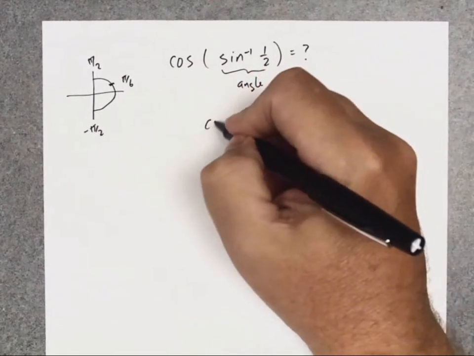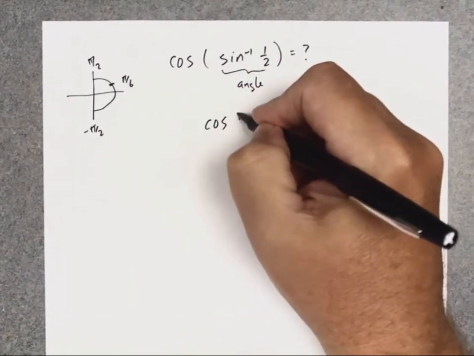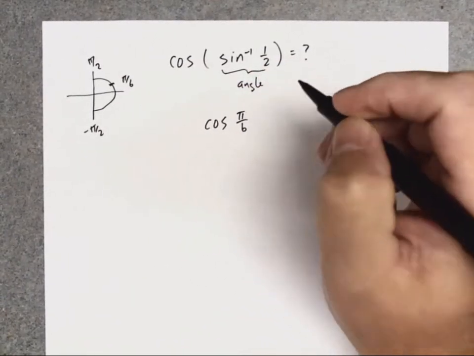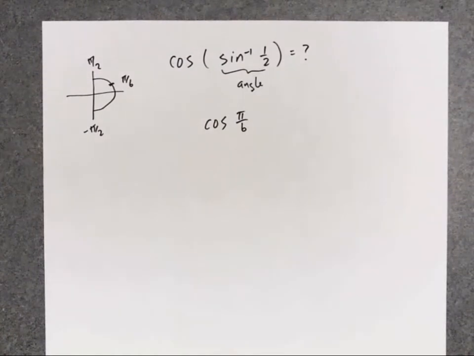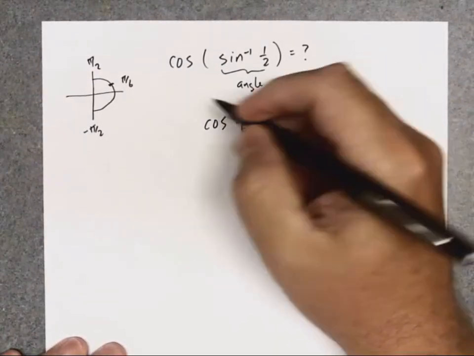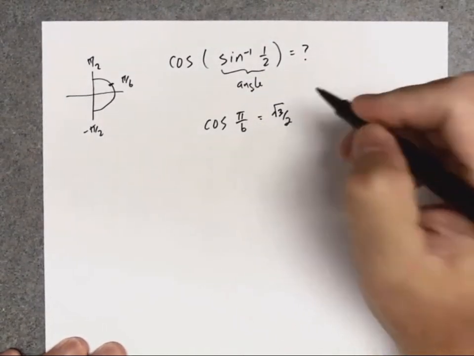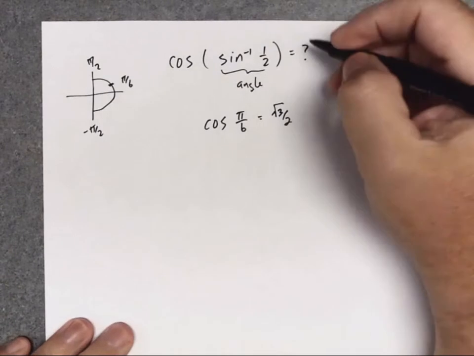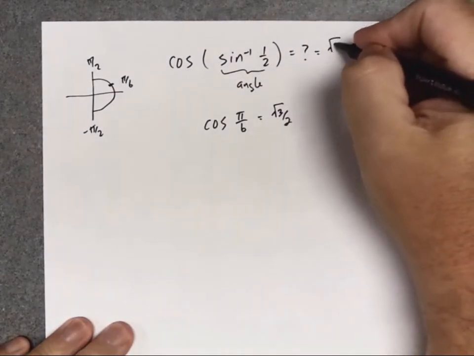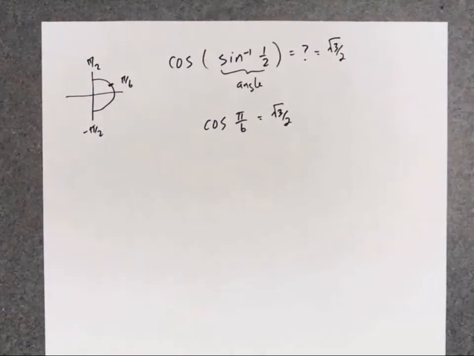So basically, this then becomes a problem of cosine of pi over 6. And what is the cosine of pi over 6? Square root of 3 over 2. So this whole thing equals square root of 3 over 2.